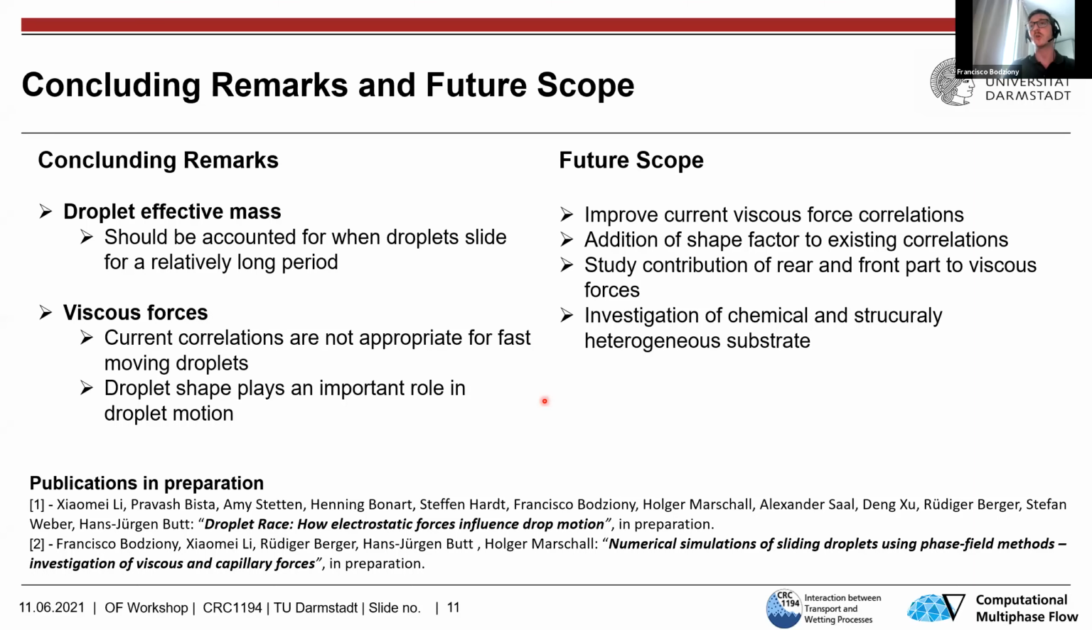And so for future scope, we plan on improving the current correlations by the addition of a shape factor, and also investigate the contributions of the rear and front parts for the viscous force, and finally have a look at more complex substrates.